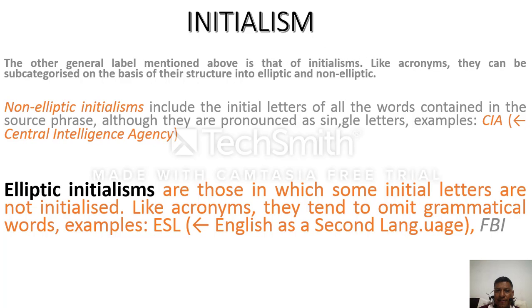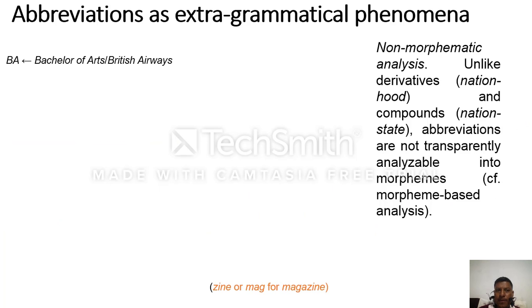It is a different topic about abbreviations. In this moment, you are seeing initials for different subtopics: non-elliptic initial, elliptic initial. Abbreviation as extra-grammatical phoneme. BA, Bachelor of Arts, British Arts Bridge Awards.